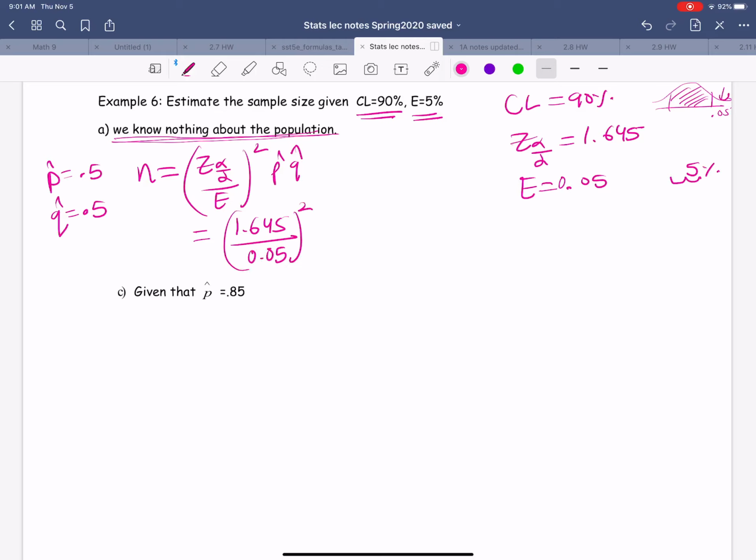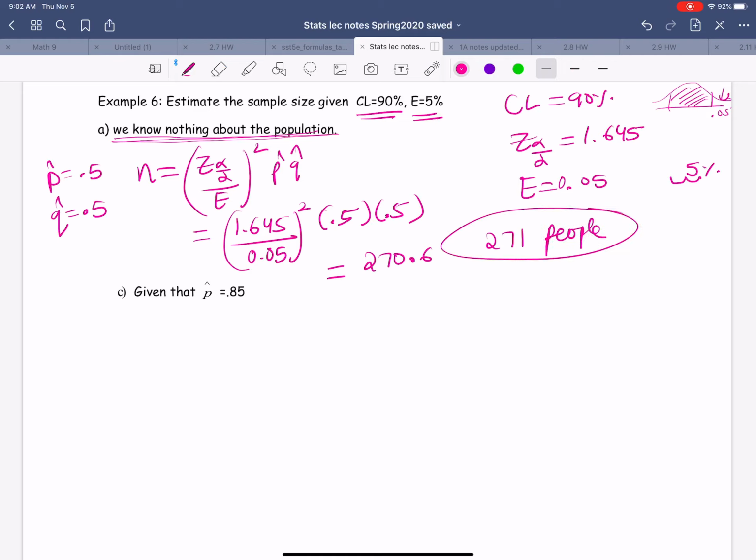Square everything. p hat is 0.5, q hat is 0.5. And that turns out to be 270.6. So we would estimate 270, we would survey 271 people. Always round up, okay? 271 people. So if we know nothing about the population, we want to be 90% confident about something, and we want to have a 5% margin of error, we would survey 271 people.